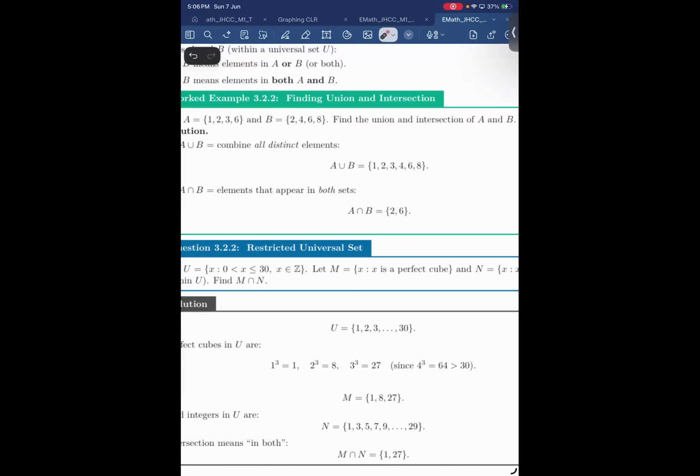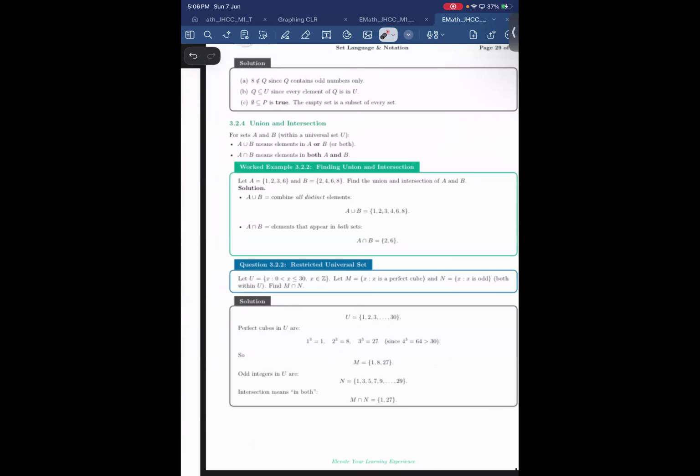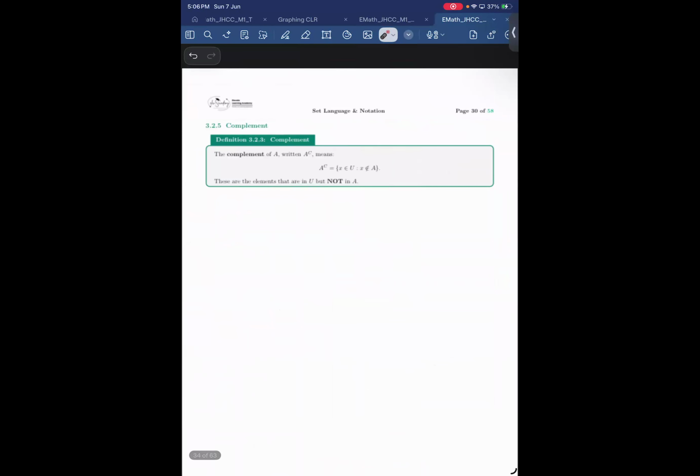So this is how you maybe read it in English also. The intersection sign is "and", and if it's union, it is "or". Okay, the next one, complement.